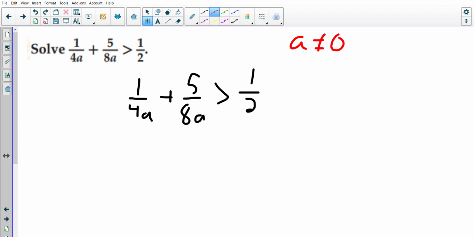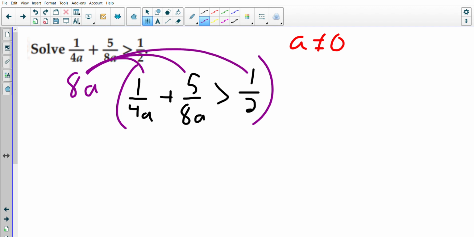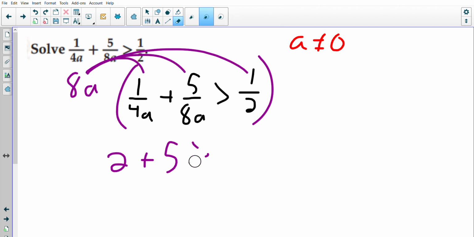Okay, so we're going to solve it like normal. And the least common denominator would actually just be 8a. So we're going to multiply everything by 8a. And then we're going to distribute. So we end up getting 2 plus 5 is equal to 4a, because that's how we're just going to treat it for now.